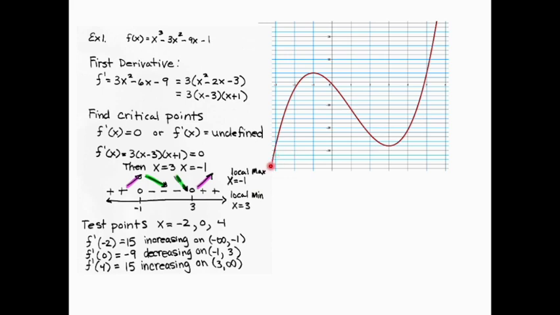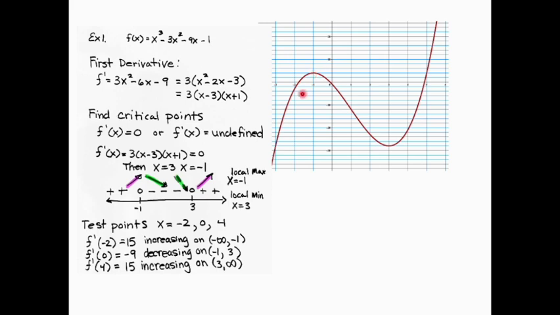Negative infinity: we're scanning the graph left to right because we're looking at our x's. We're not looking up and down. This isn't y is negative infinity, this is x is negative infinity. So as I go left to right, when I get to -1, that's where I pause.